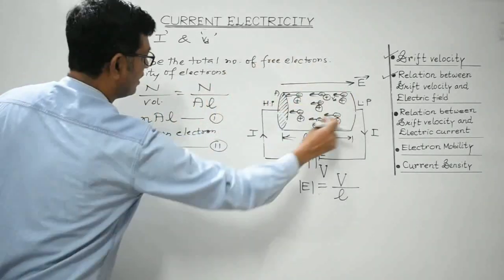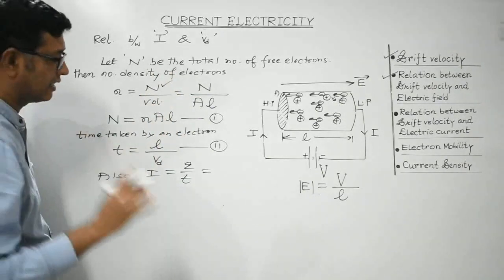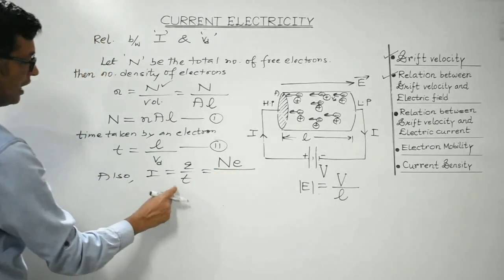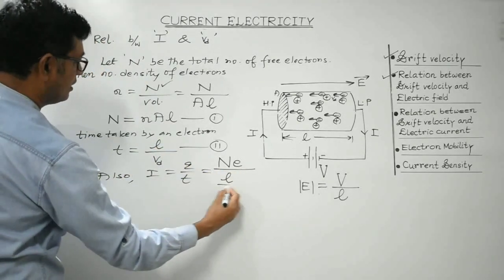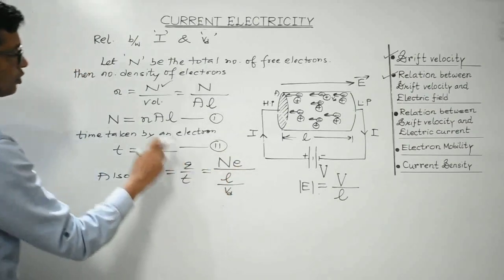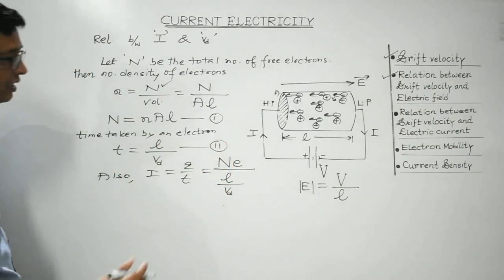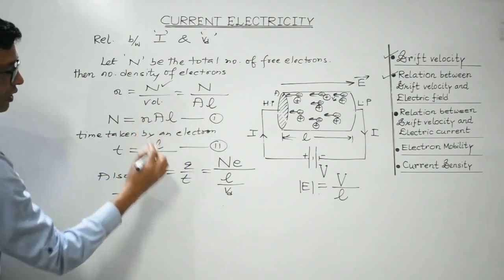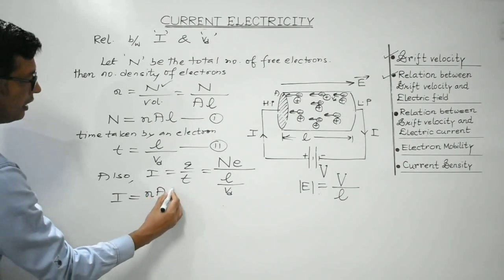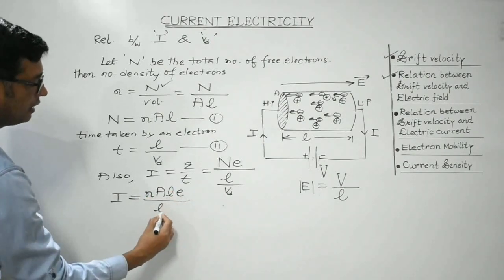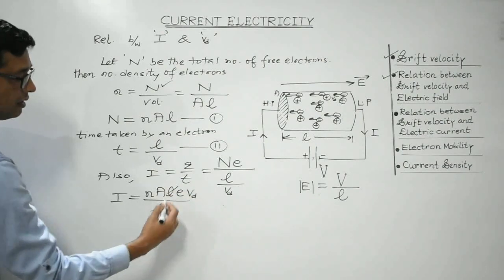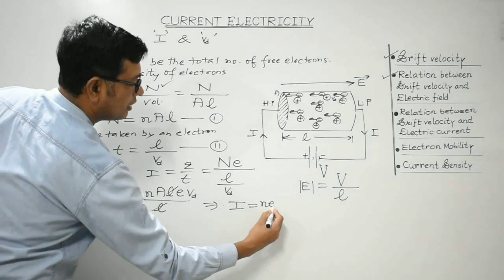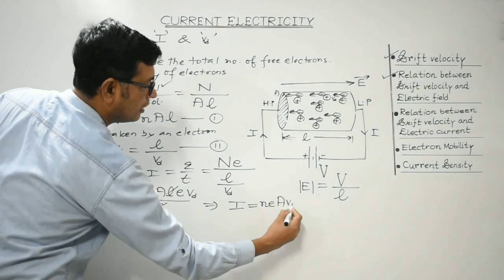So if the conductor contains n electrons in total, then Q would be given by n multiplied by e, as per quantization, and t can be written as L divided by Vd. Now let's substitute the value of capital N and we should get the result. In place of capital N from equation 1, we can write I = N A L e divided by L into Vd. So L will get cancelled, and we are left with I = N e A Vd.